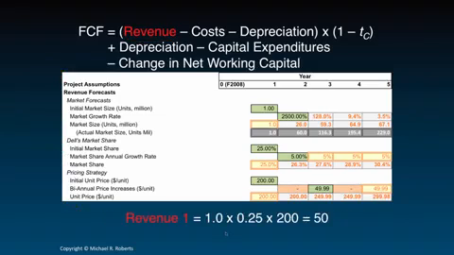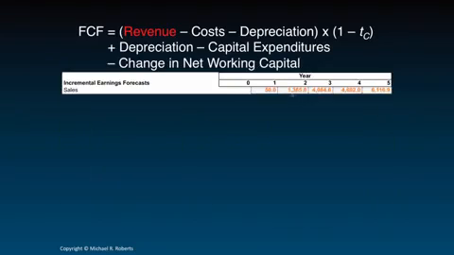So for year one, our revenue forecast is just going to be the year one initial market size, 1 million units, times our share. We're going to get 25% of that market. And then we're going to multiply it by our per unit price of $200 for a revenue forecast in year one of $50 million. If we repeat that process for years 2 through 5, we'll get our revenue forecasts for all 5 years. And there they are.